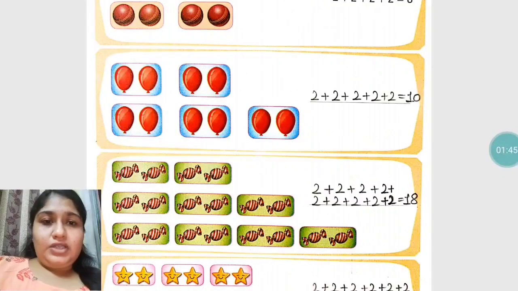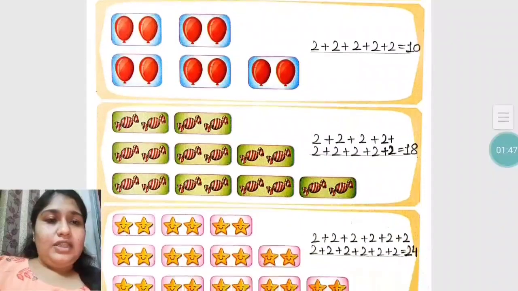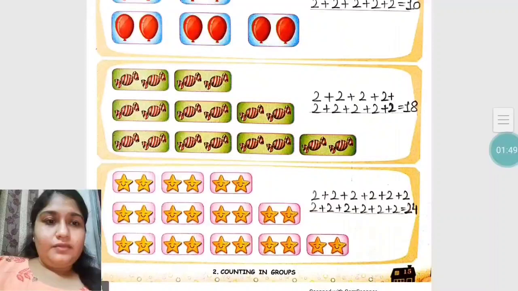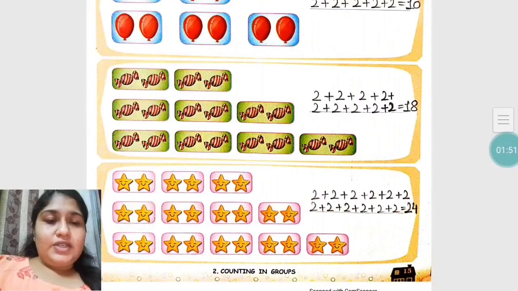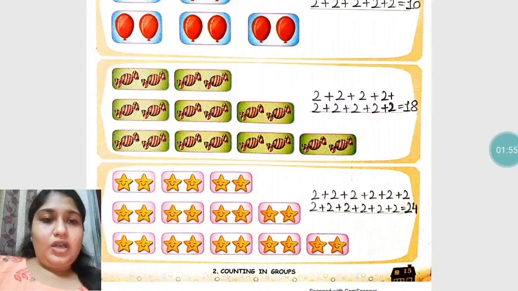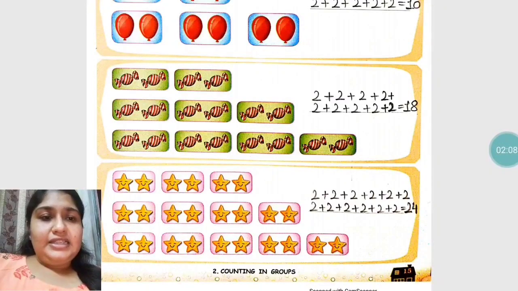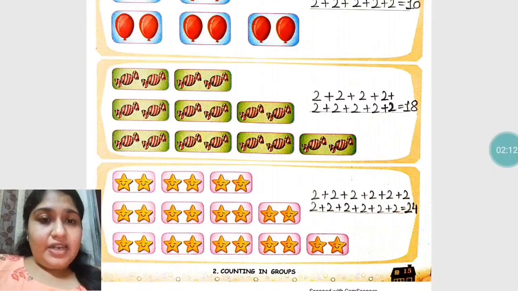Okay students, now the last one. So the last one is stars. Okay, so now let's count how many pairs of stars are there. 1, 2, 3, 4, 5, 6, 7, 8, 9, 10, 11, 12. So 12 pairs are given, and in each pair 2 stars are there.